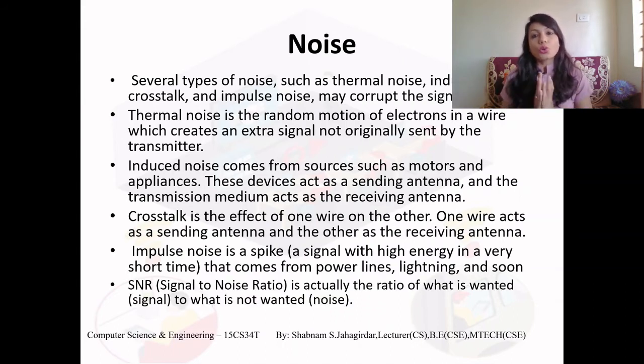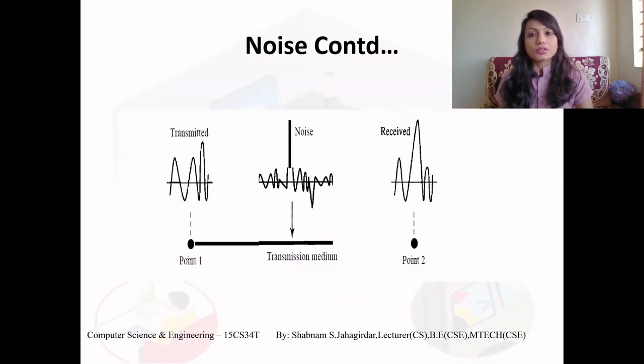To measure this noise, we have one parameter, that is SNR. Just as we measure amplitude using decibel, in the same way noise can be measured using SNR, which stands for signal to noise ratio. It is the ratio of the actual signal, that is the signal you are sending, divided by, in the denominator, the unwanted signal, that is noise. So this is one example.